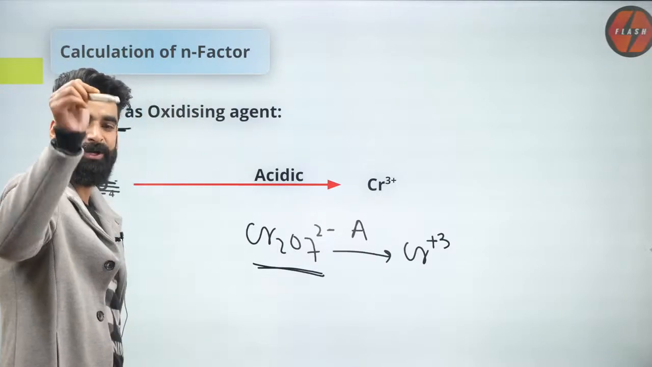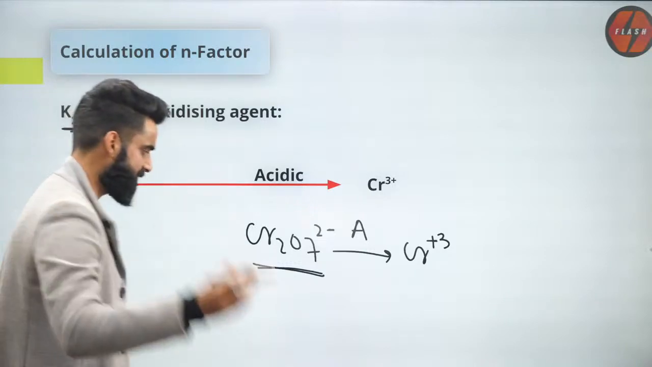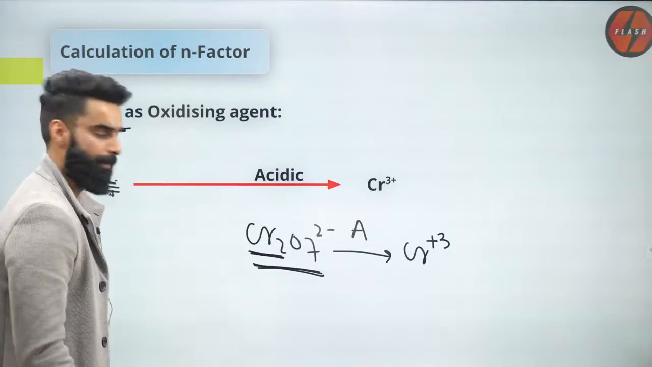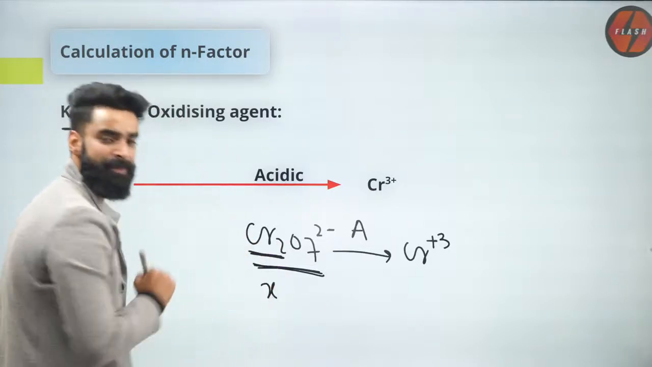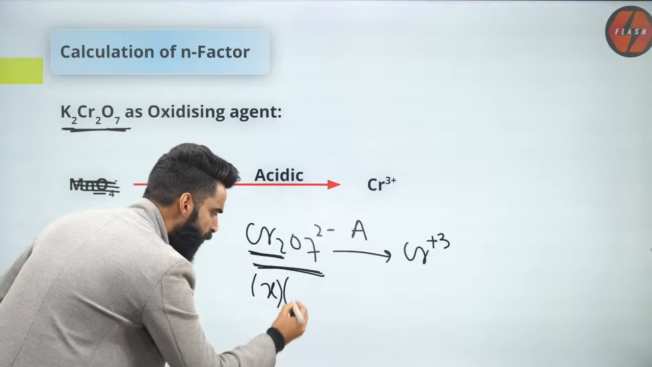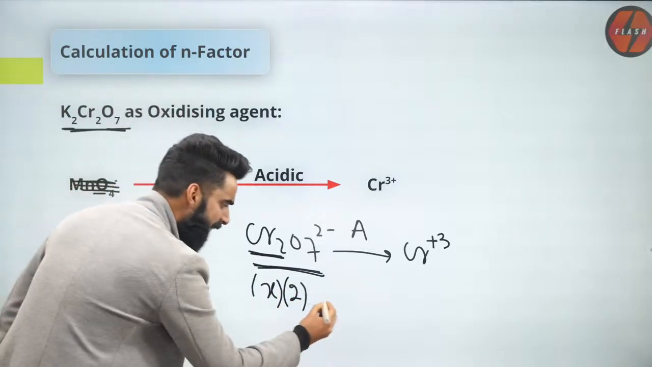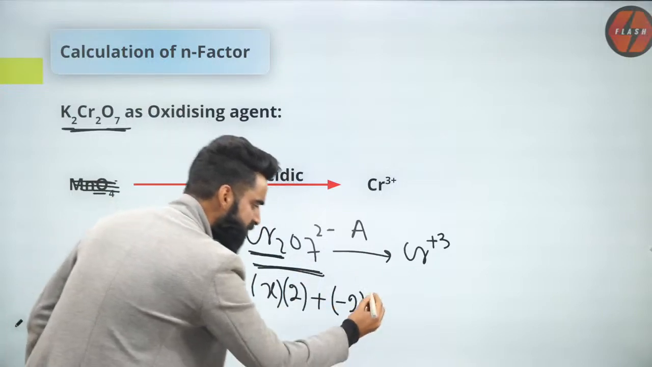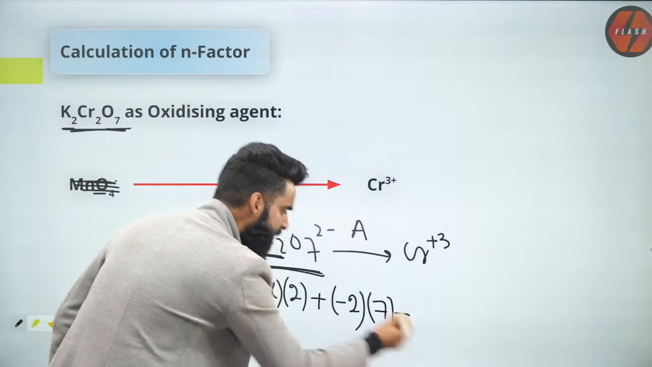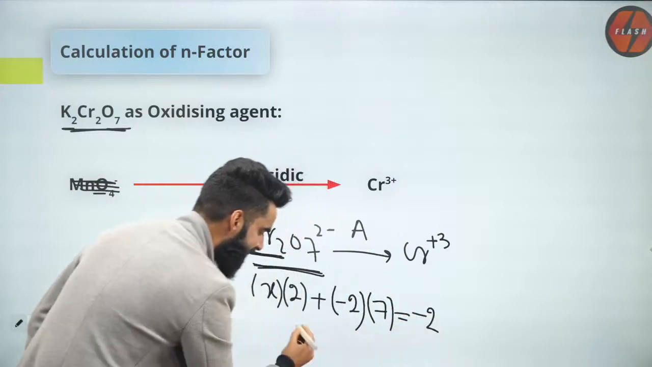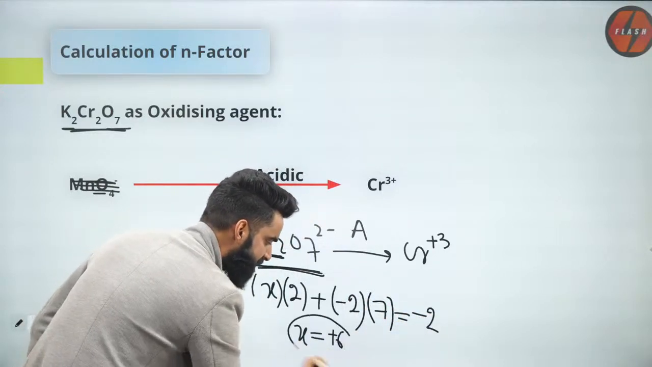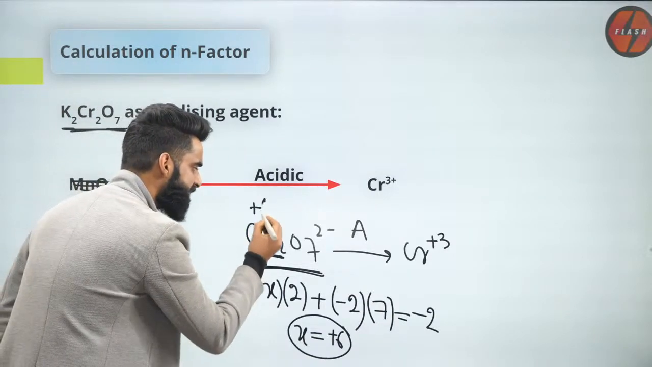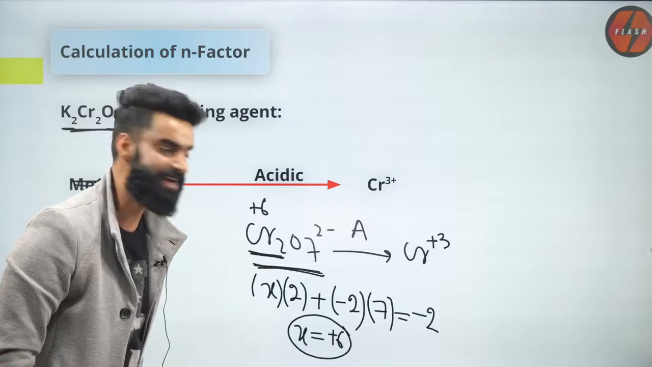Wonderful, guys. Great. Have a look how to do it. See, very simple. First of all, I'll calculate the oxidation state of chromium over here. Let's assume the oxidation state of chromium is X. We have 2 chromium, right? Apart from this, we have oxygen as well. The oxidation state of oxygen is -2, and we have 7 oxygen. The charge present on it is -2. Can I say X value over here is going to be +6? That means the oxidation state of chromium over here is +6, right?